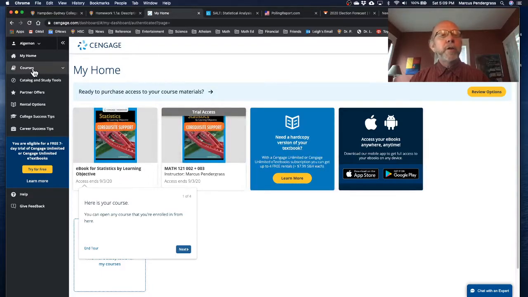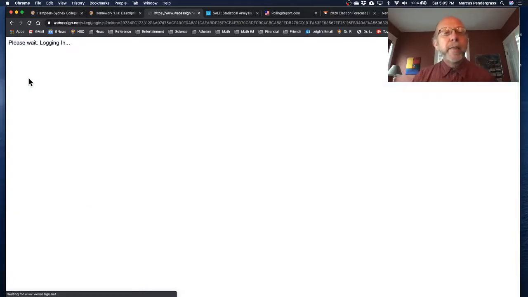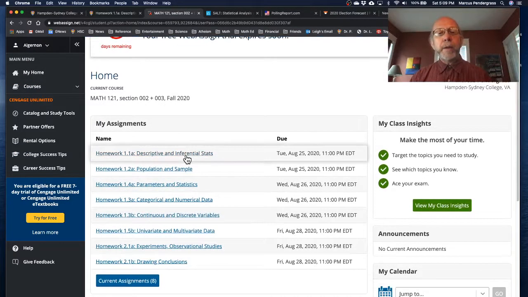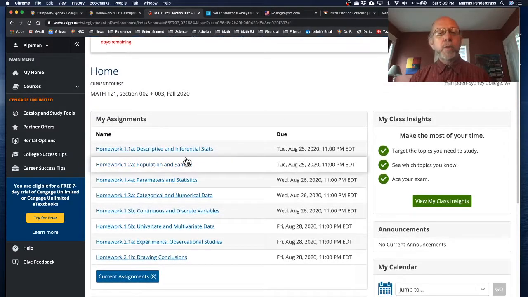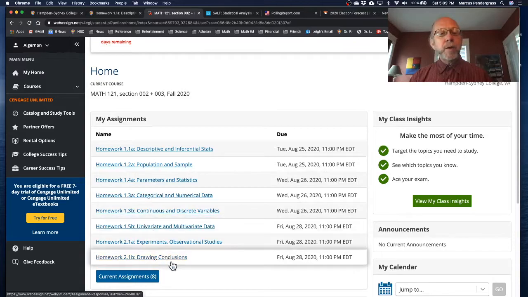But really where you need to go is over here to the left-hand sidebar to Courses, and go to our Math 121 course here. And that will bring up the home page for our course. And so here you see that home page on WebAssign for our course. The first thing that you notice is a list of assignments. So I've got basically all the assignments out there for this week so far.